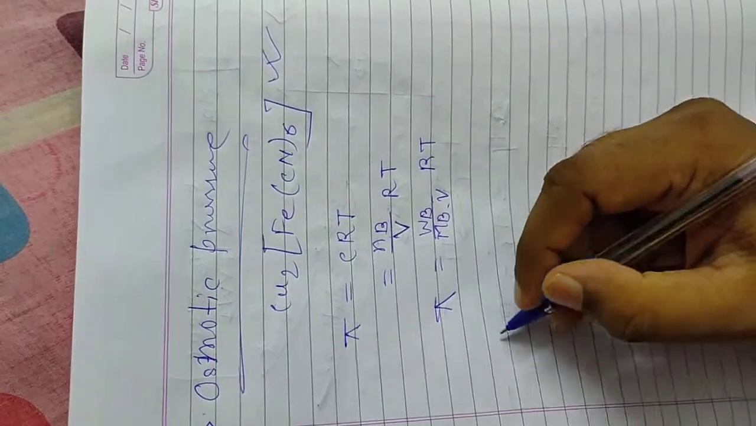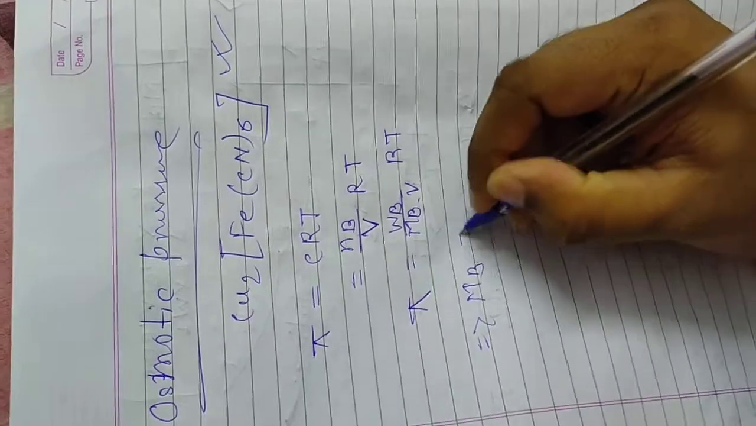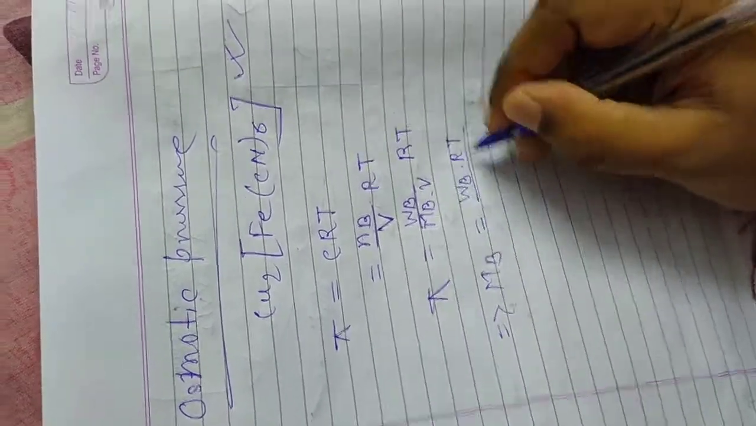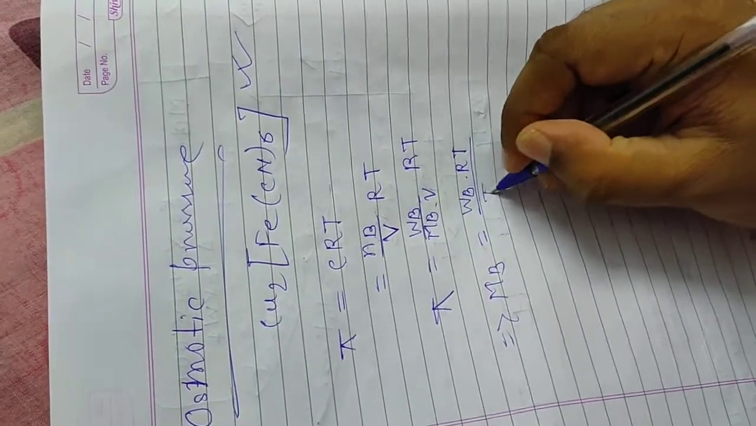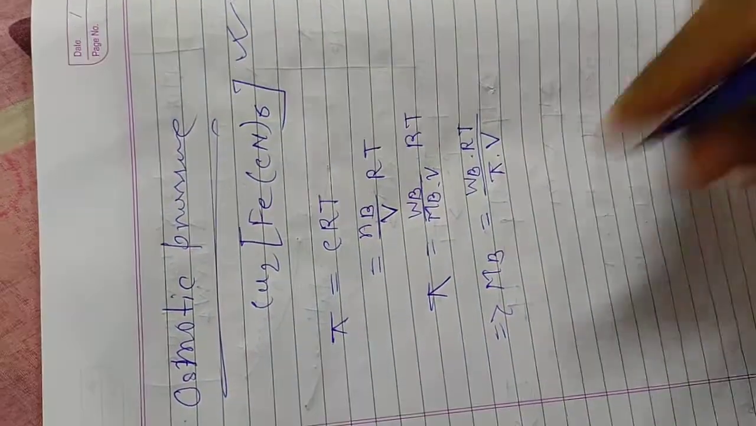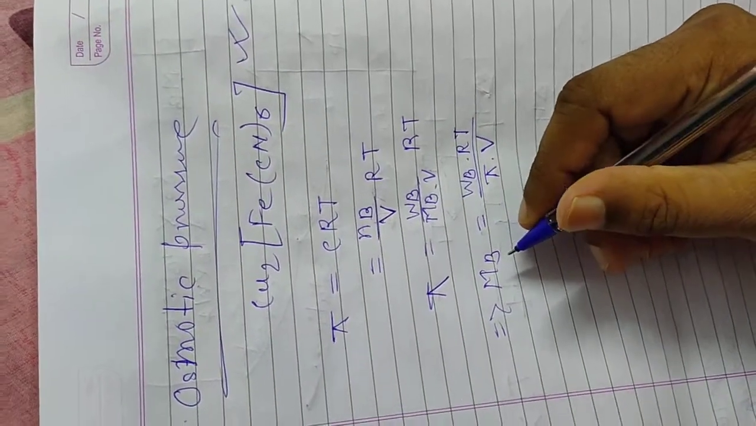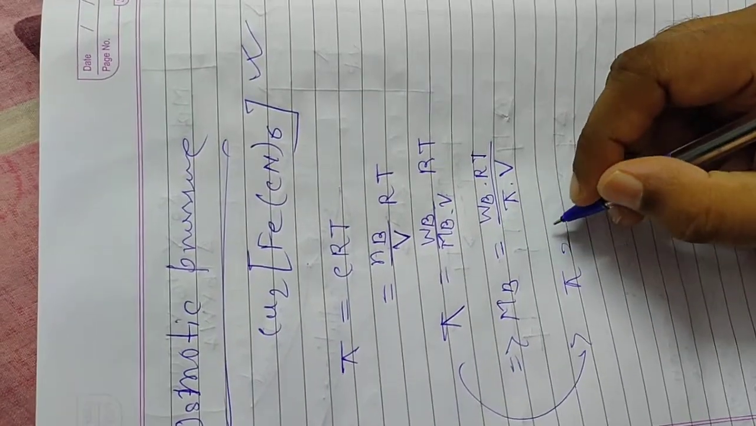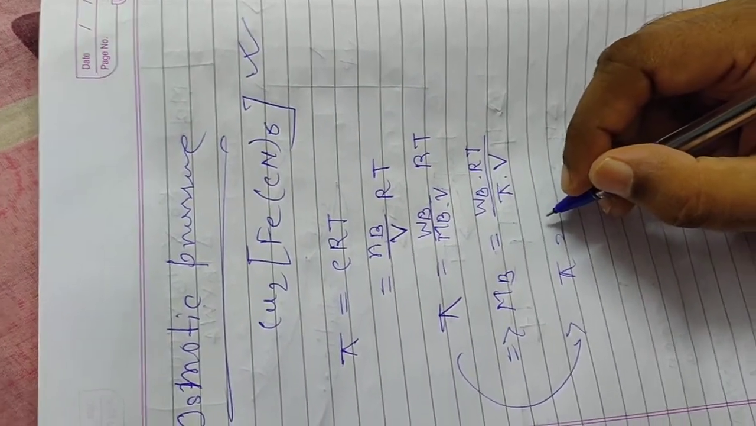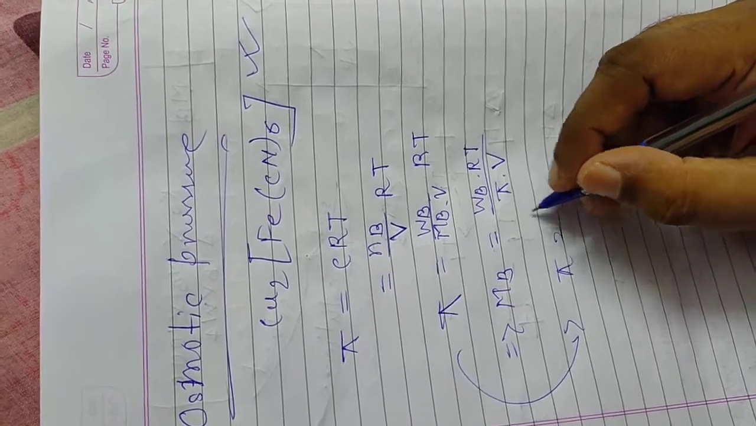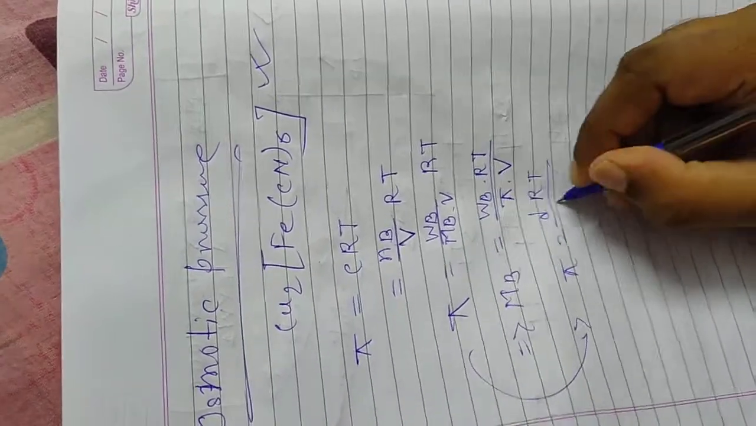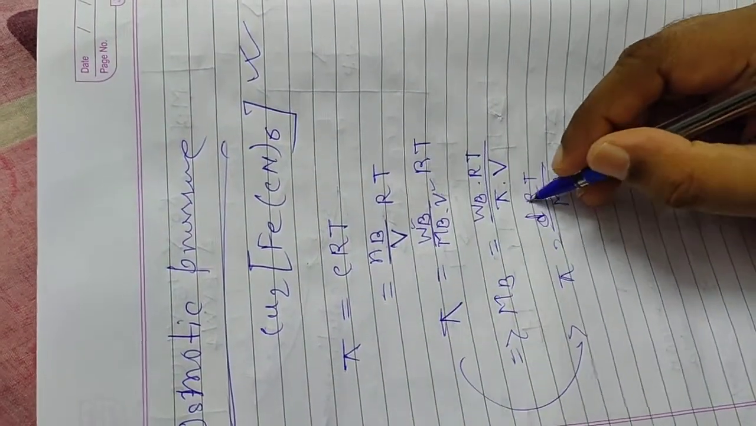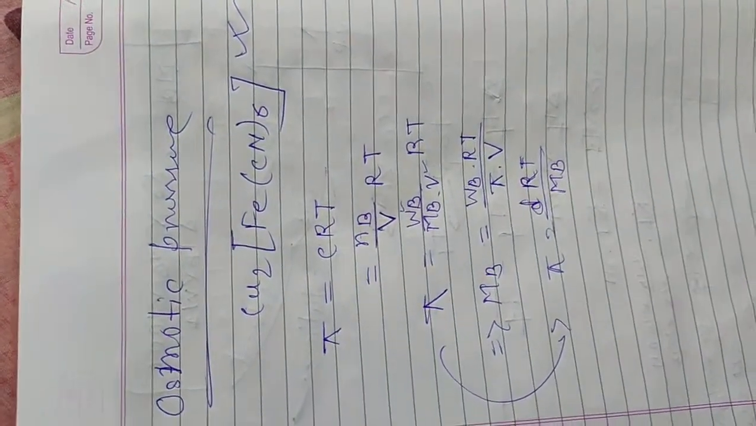Is it clear? Now from here we get MB equal to what? MB equal to WB into RT divided by pi V. Is that clear? And from here pi is equal to what? WB by V is equal to d, the density. So pi equals dRT by MB. Is that clear?